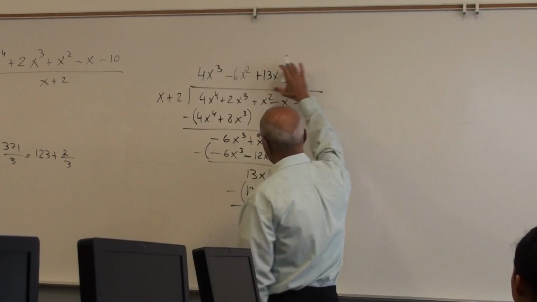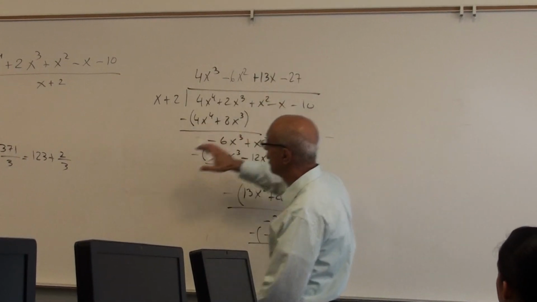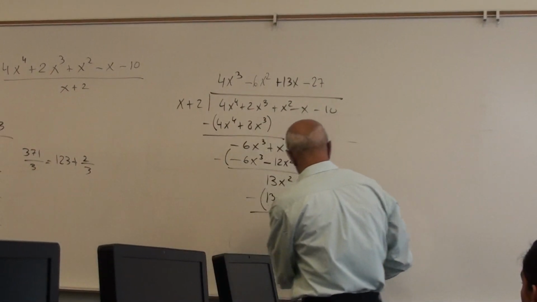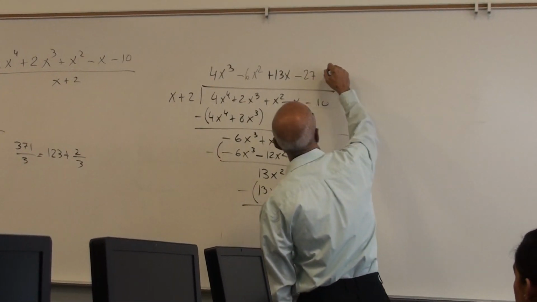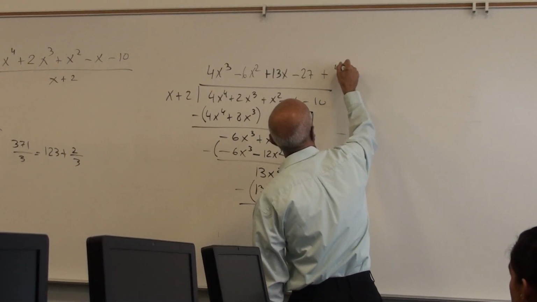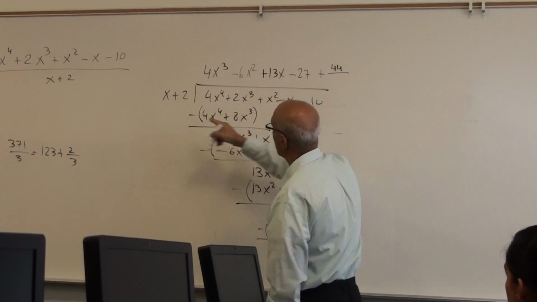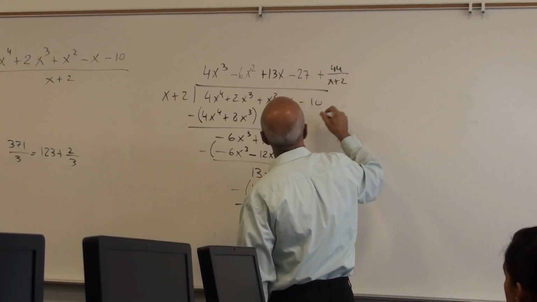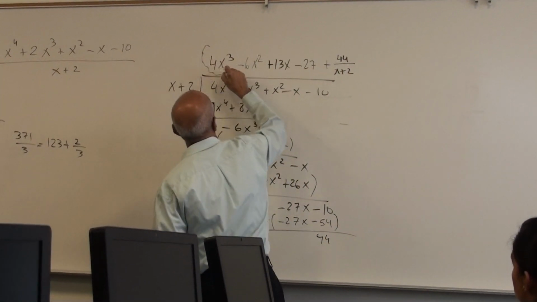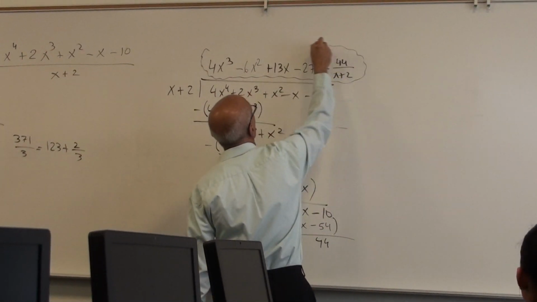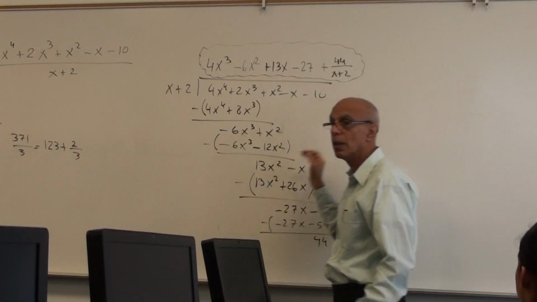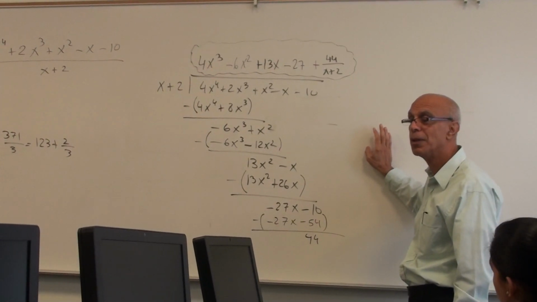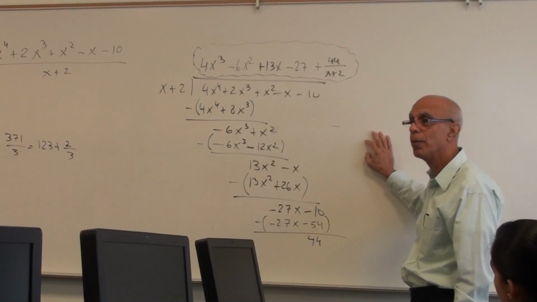So this is the answer, right? Just like this 1, 2, 3. Remember that 1, 2, 3? This is the answer. But I need now to add my remainder here. There's going to be plus 44 divided by what? Divided by this binomial, you see, x plus 2. So this here is the solution of the division.